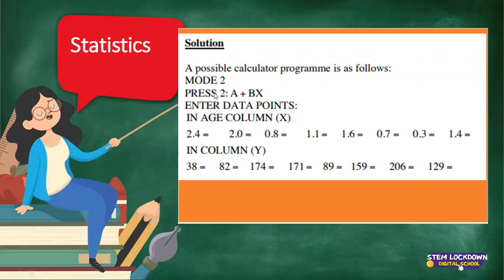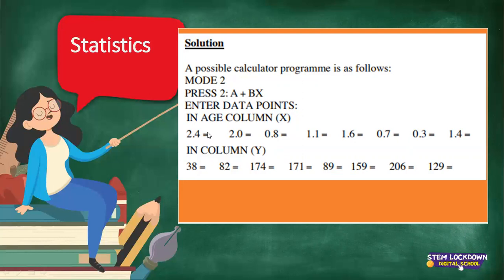So by the time you press 2, two columns will appear. By the time you enter 2, choosing A plus BX, you're going to see two columns. The first column is your X column, the other one is your Y column. In the X column, you enter your independent variable, and in the Y column, your dependent variable.